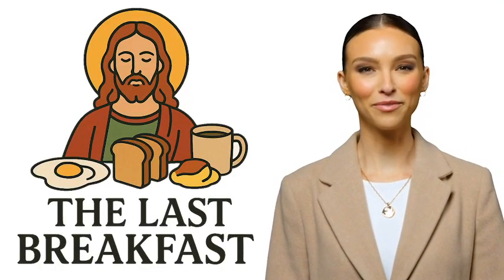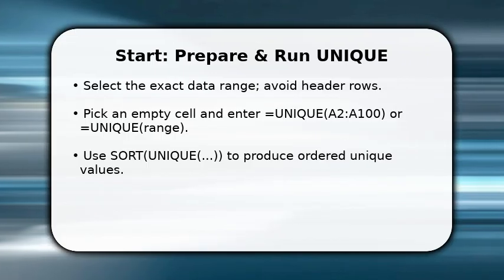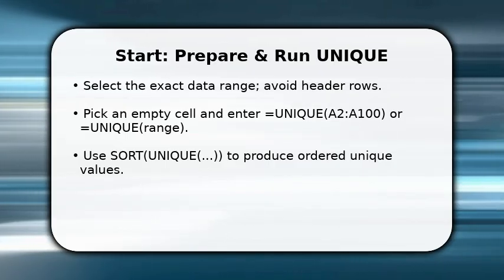Please enjoy the video. You already have your sheet open, so start by highlighting the exact column or range you want to dedupe. Skip the header row. Once selected, click a blank cell and type =UNIQUE(range) using the range you just highlighted. This instantly returns distinct entries because UNIQUE reads each cell once.